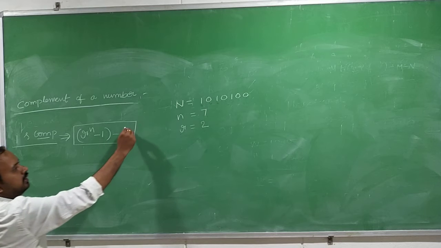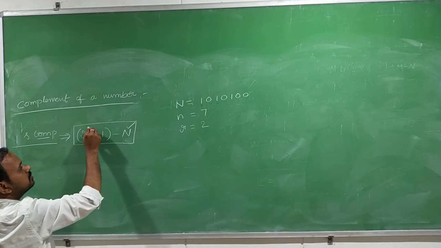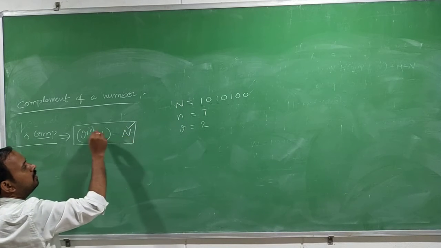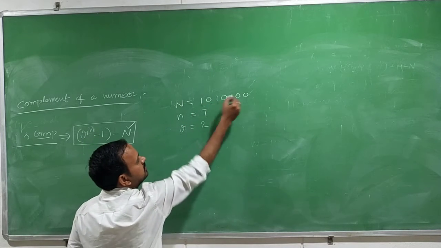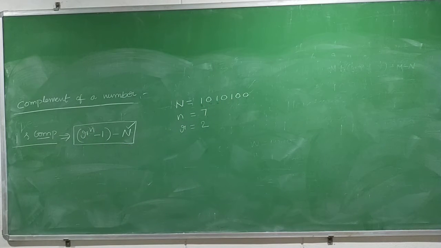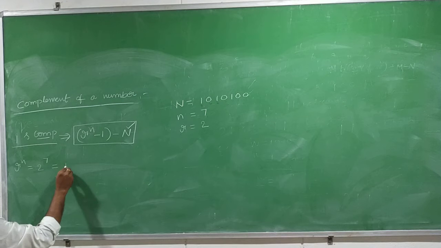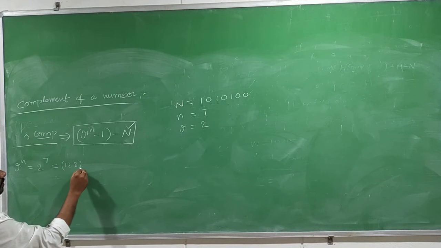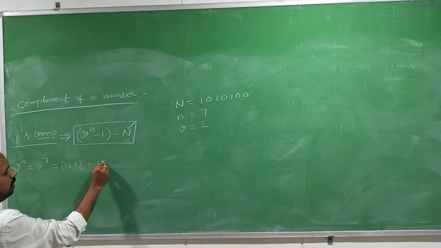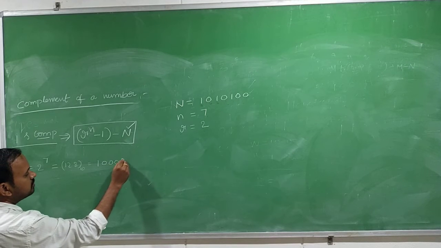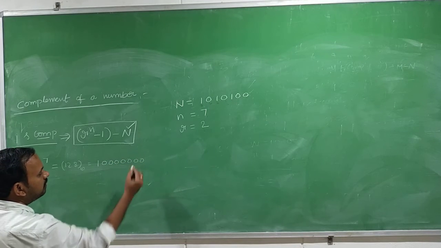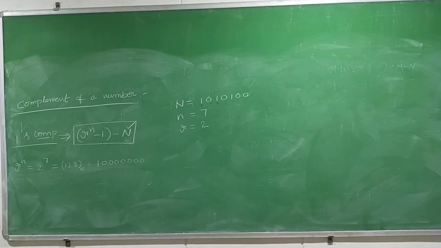N is that given number, and this small n is the number of individual digits in that given number. Here in this case 7. Suppose r power n. R power n in this case is 2 power 7. What is 2 power 7? 2 power 7 is 128 in the decimal number system. In binary, 1 followed by 7 zeros.